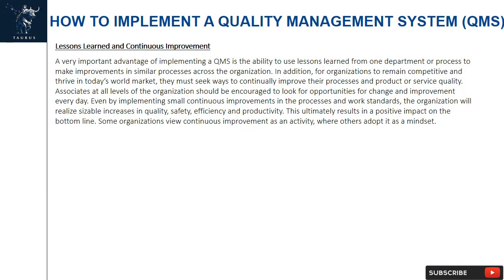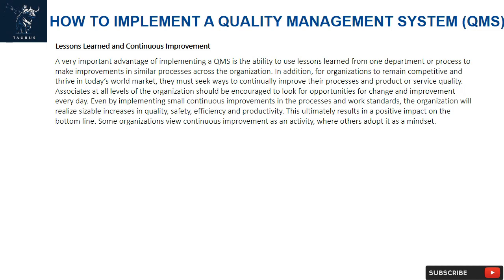Lessons learned and continuous improvement. A very important advantage of implementing a QMS is the ability to use lessons learned from one department or process to make improvements in similar processes across the organization. In addition, for organizations to remain competitive and thrive in today's world market, they must seek ways to continually improve their processes and product or service quality.